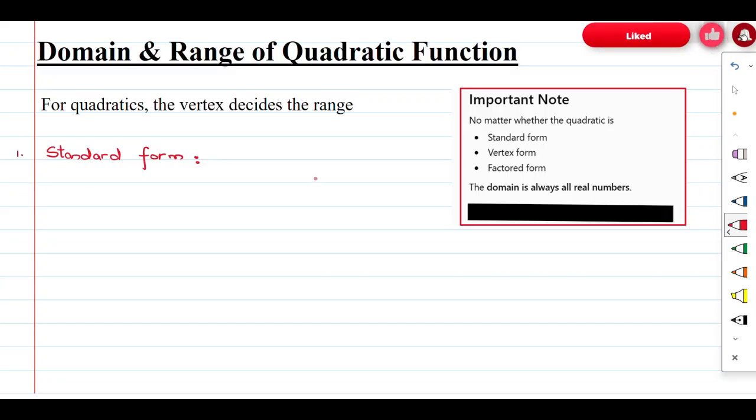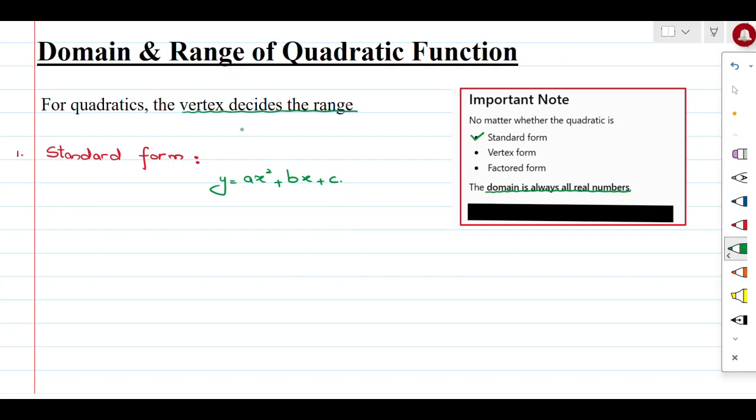The standard form of the quadratic equation is y equals ax squared plus bx plus c. This is the standard form of the quadratic equation, right? So keep it in mind that its domain is always all real numbers. The domain of that standard form is all real numbers. We are solving for the range. So for range, the vertex decides the range of the quadratic function, right?